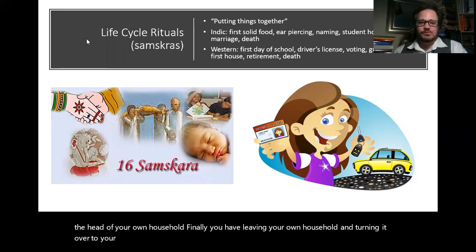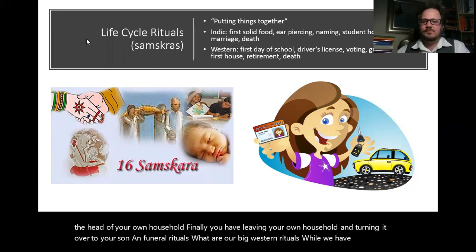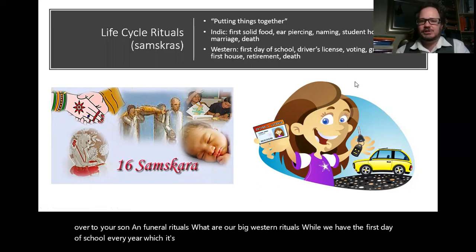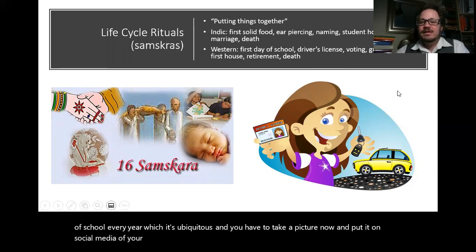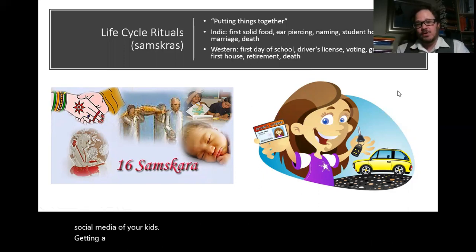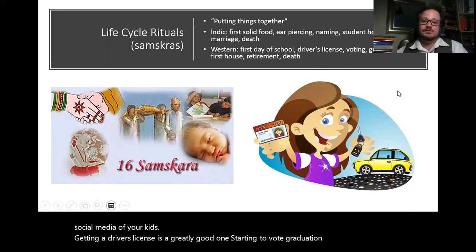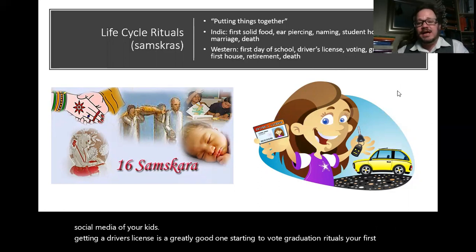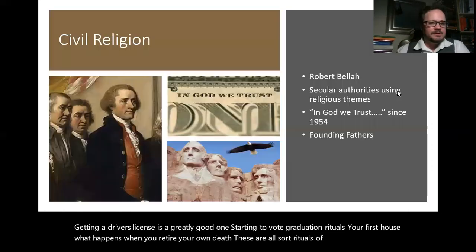And funeral rituals. What are our big Western rituals? Well, we have the first day of school every year, which is ubiquitous, and you have to take a picture now and put it on social media of your kids. Getting a driver's license is a really good one. Starting to vote, graduation rituals, your first house, what happens when you retire, your own death. These are all rituals of the life cycle.